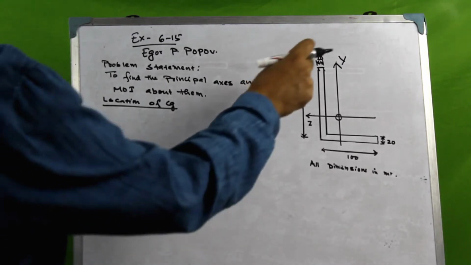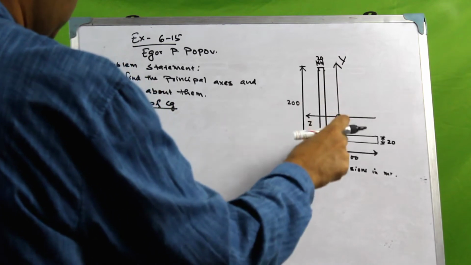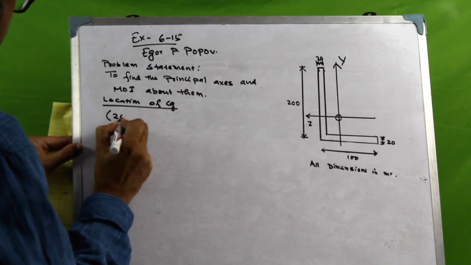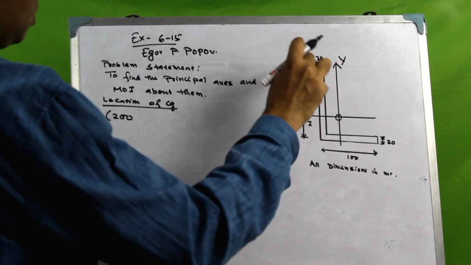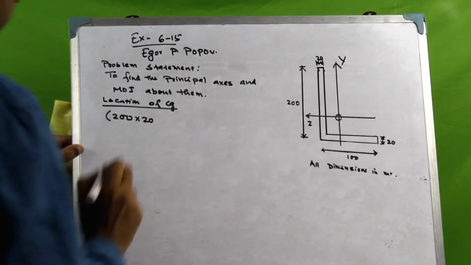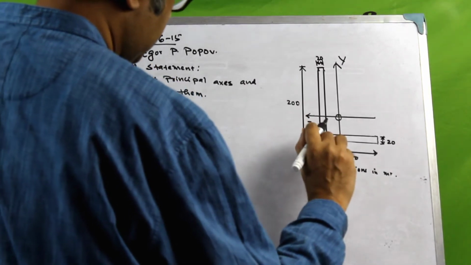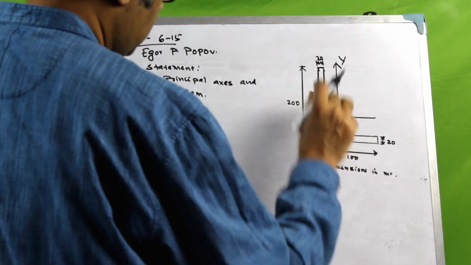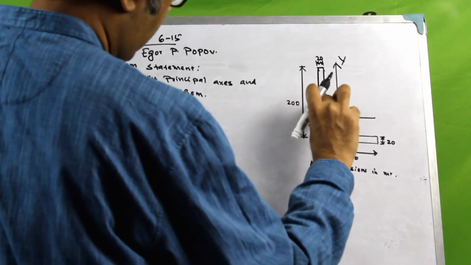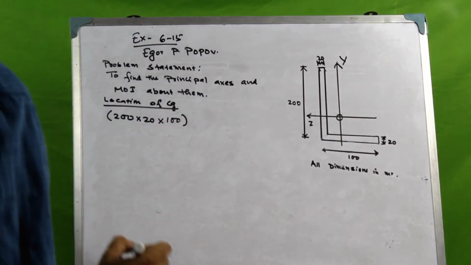Okay, now we take the CG of this particular area. So we take this full leg here. Then the area of this element would be 200, which is the depth, multiplied by 20, right? And we are trying to find out the CG from the bottom of the bottom flange. So for this element, the CG from the bottom of the bottom flange would be 100 millimeters. So that is multiplied by 100.